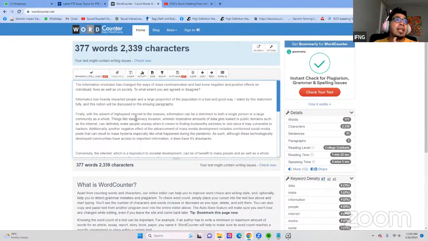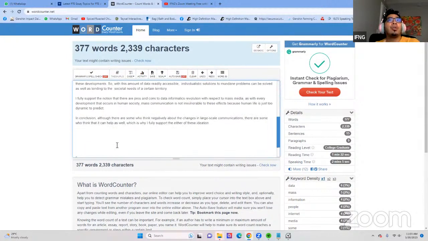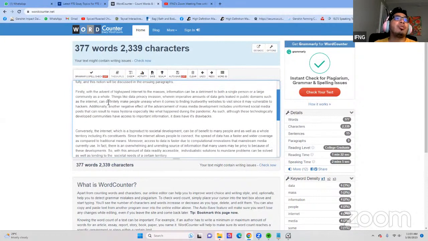For people who are taking the IELTS, there is what we call cohesion and coherence. The essay must be easy to read. Kaya nga kanina binabasa ko sa inyo, 'di ba? Madaling intindihin, RG, yung essay. For you, madaling intindihin yung essay.